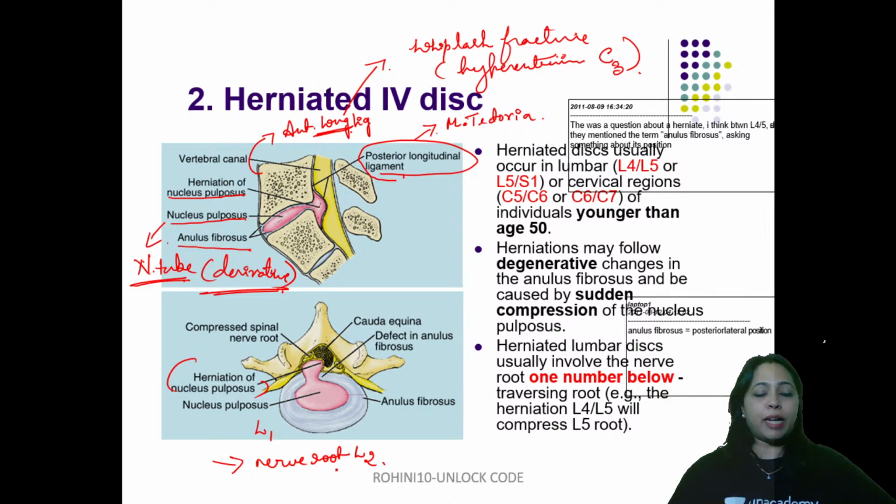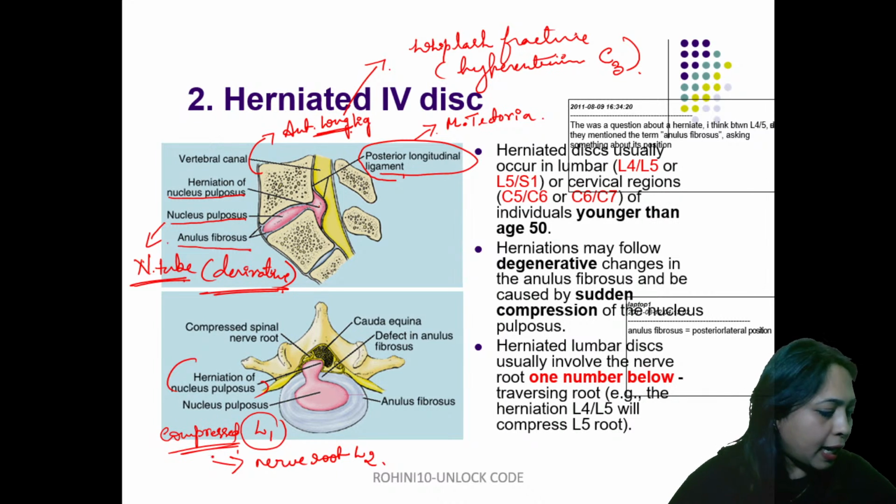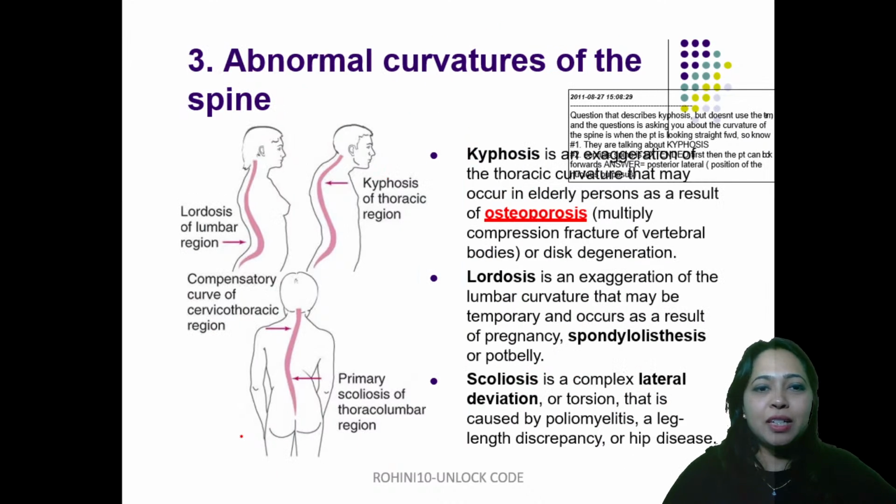So for example, here they have given herniation at the level of L4 will lead to the compression of the L5 root. So that is how. So L1 is compressed here and the root affected is L2. So keep this in mind and let's move to the next one.